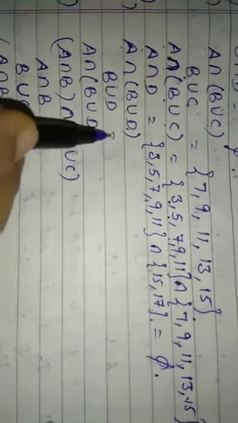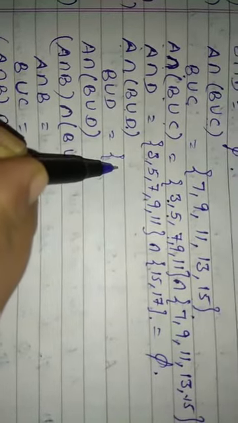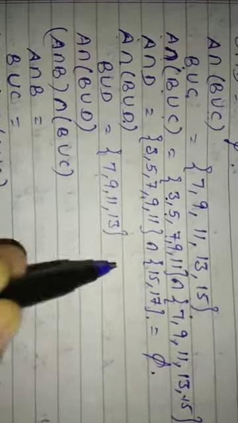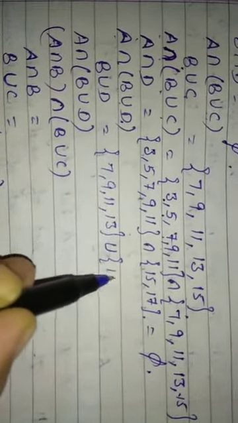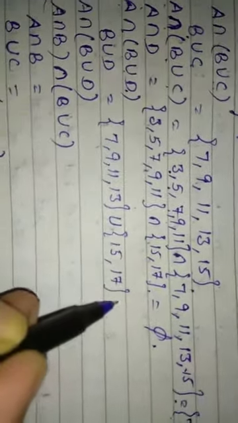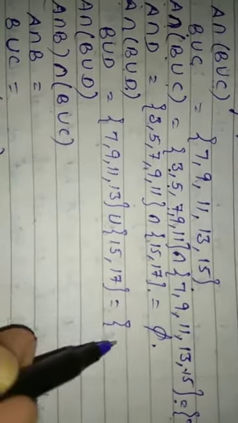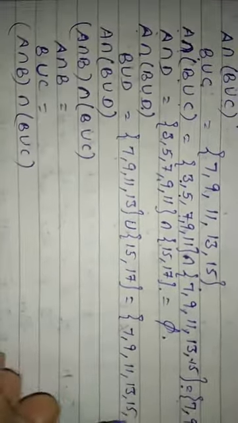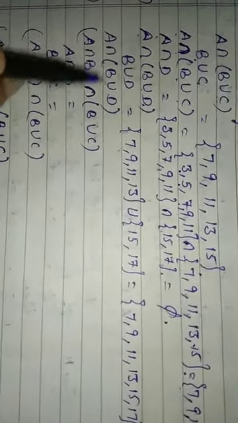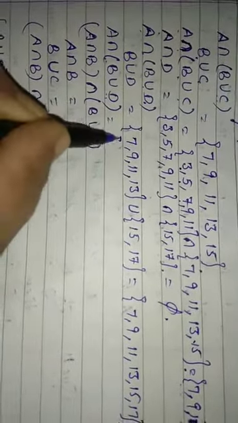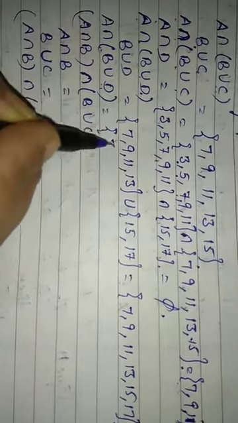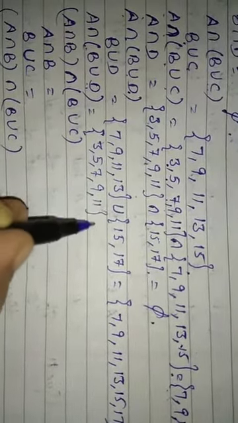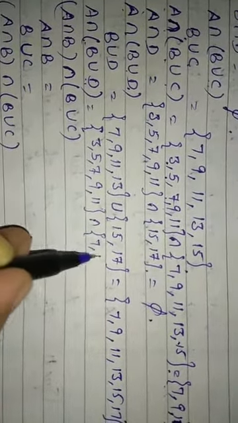So firstly we will find B union D. B set has elements 7, 9, 11, 13 and union D set has elements 15 and 17. So what is union? We will take all the elements. So 7, 9, 11, 13, 15 and 17. And intersection with B union D. So A set has elements 3, 5, 7, 9, 11. And we will take intersection with this set.